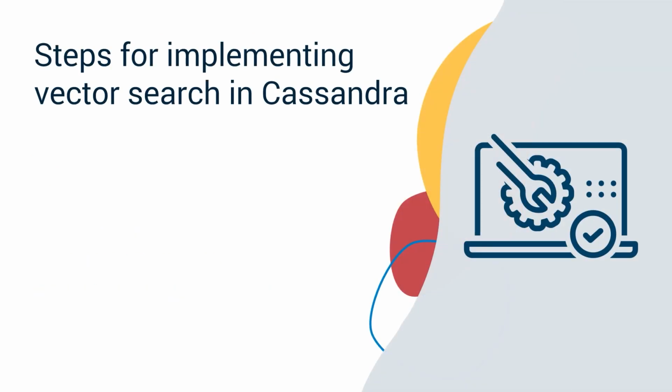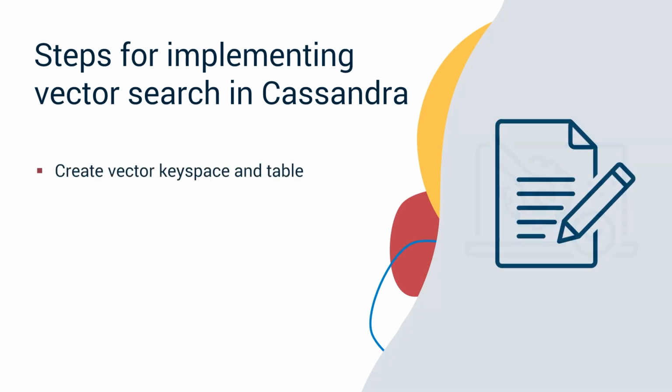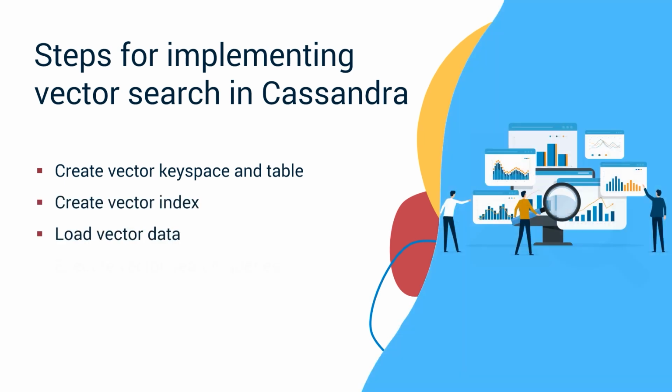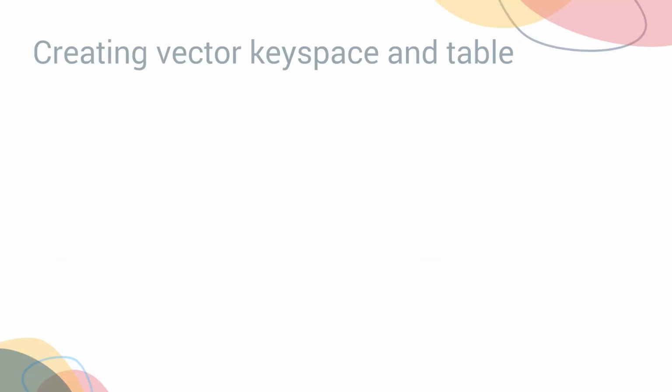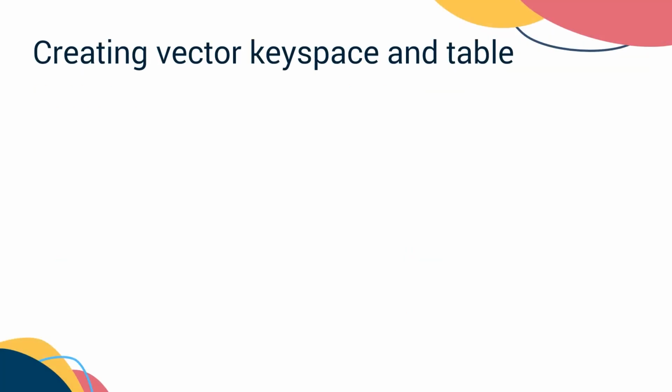Let's explore the steps for implementing Cassandra's vector search. First, create a vector key space and table. Then, create a vector index and load vector data. Finally, execute vector search queries. Let's explore the first step, creating a vector key space and table, in detail.